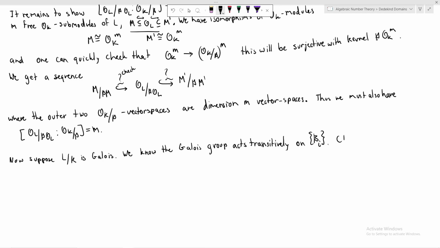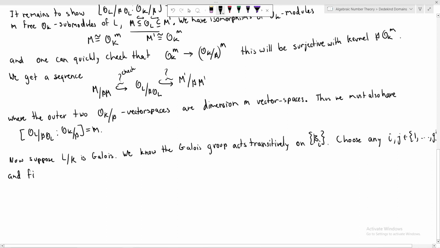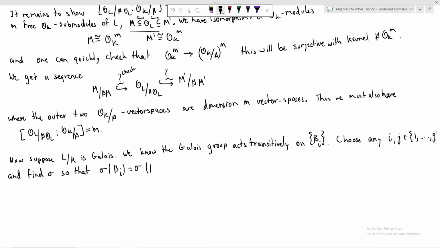So we're going to choose any pair i and j between 1 and g. And we know we can find sigma so that sigma of p sub i equals p sub j. Sorry, my p's kind of look like betas. They're supposed to be capital mathfrak p's.